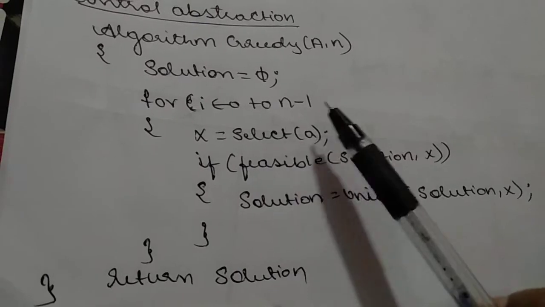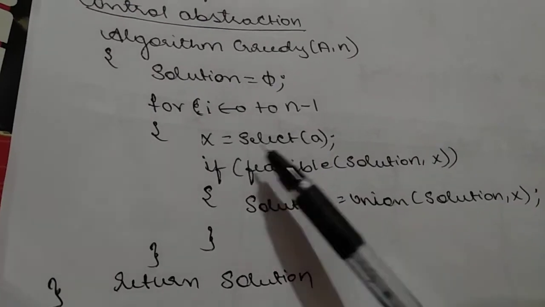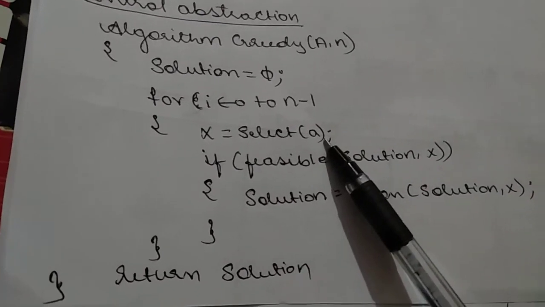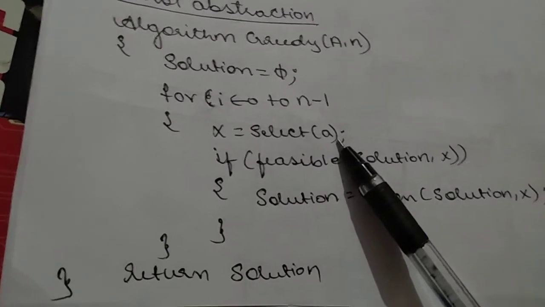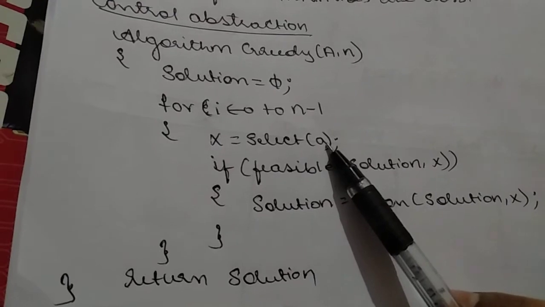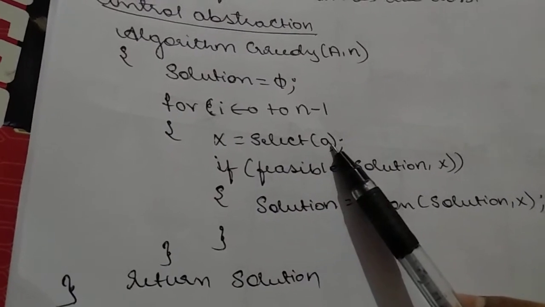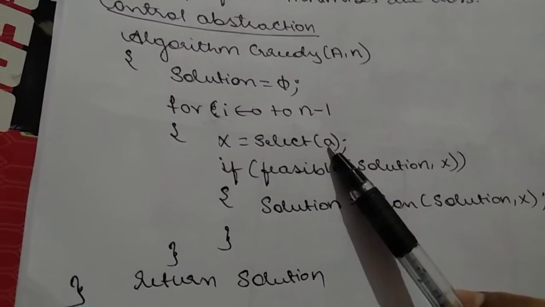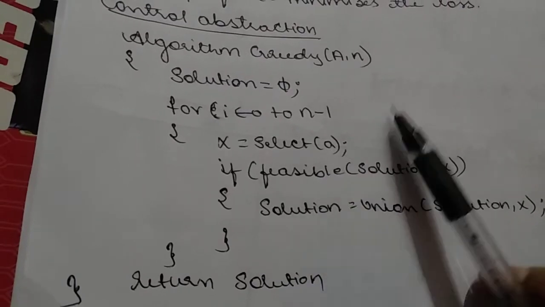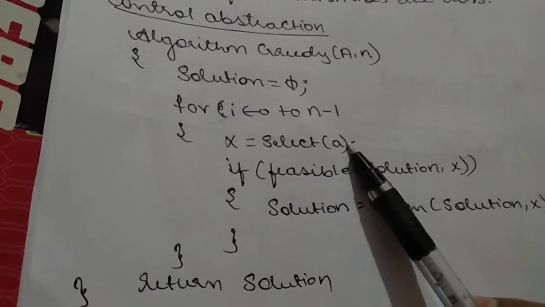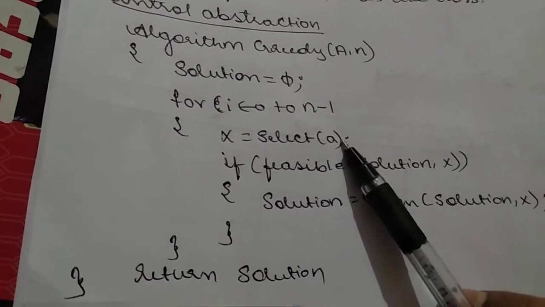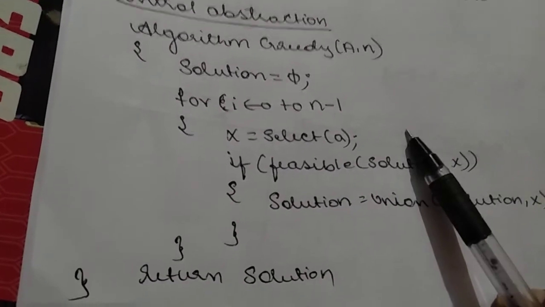Then for i equals 0 to n minus 1, x equals select of A. What you have to do? You have to select an input one by one. First I'll select A and decide whether it is feasible or not. Then I'll go with B and decide whether it is feasible or not. Then I'll go with C. Likewise, we have to do x equals select of A. This select function will select the next input from the list.